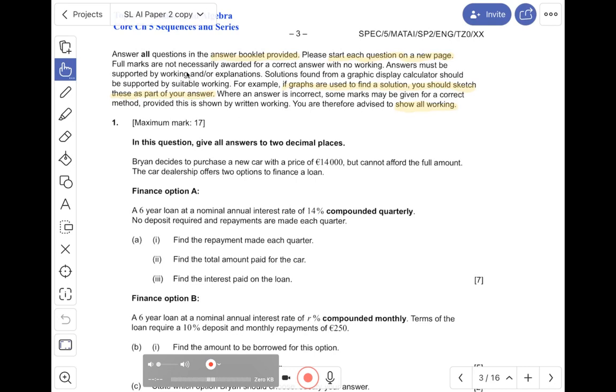Additional instructions here before the first question. Again, use the answer booklet. Start each question on a new page. Okay, so you've got to turn the page for a new question number. Show all your workings. Show your input for the calculator. If you're going to use graphs to find your solution, do a little sketch to show how you found the intersection or how you used the graphs. And there it is one more time. Show all working.